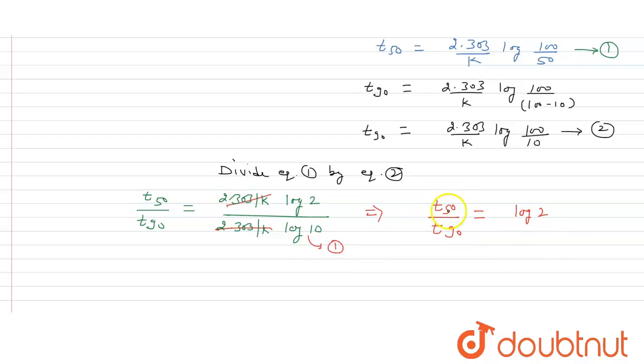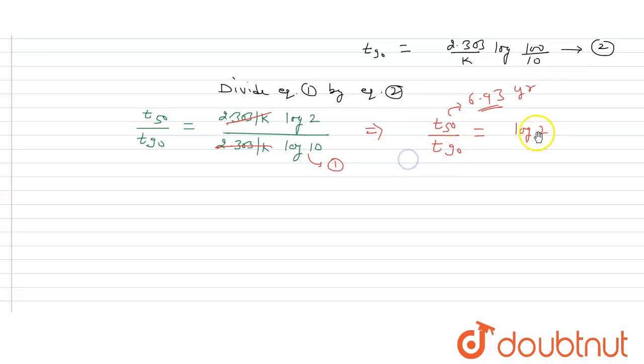Now we are given the half life for this strontium as 6.93 years. So now you have to find T90, the time required for 90% reaction to complete. You can calculate it just by putting the value of log 2. So 6.93 years divided by T90 equals 0.3010, which is the value of log 2.